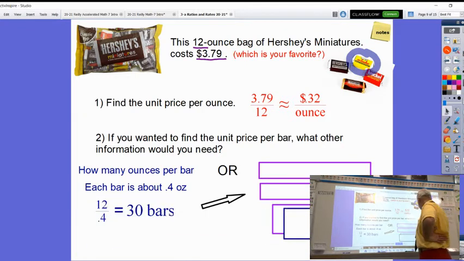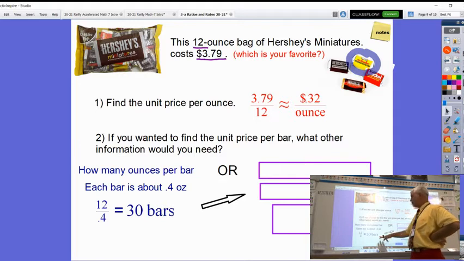I wonder if that's what I did. Okay, and get the answer. You could also figure out how many bars are in the bag, which is a more normal calculation. If it's 12 ounces and each bar is 0.4, then 12 ounces divided by 0.4 ounces per bar will give you 30 chocolate bars.